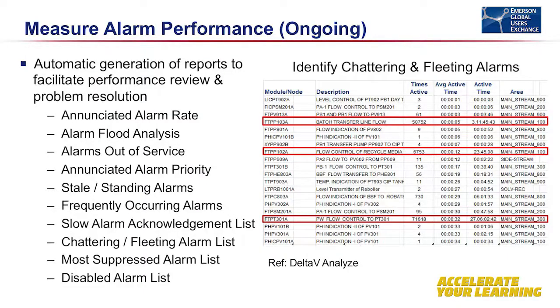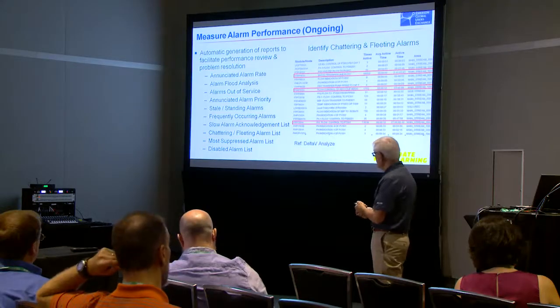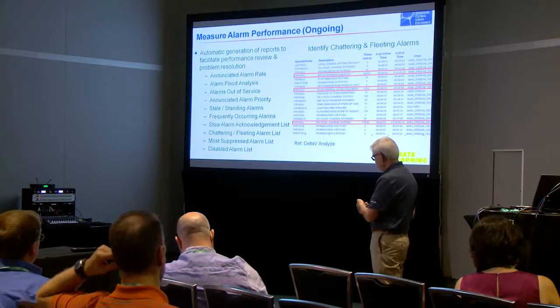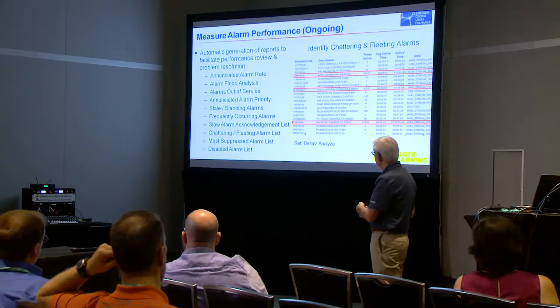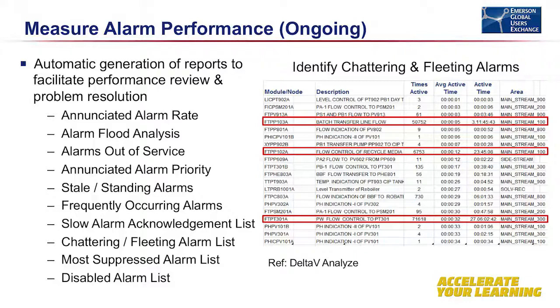Going back to the conversation about ongoing measurement of alarm performance, the kinds of things that you are looking for in terms of opportunities to improve the performance of your system, shown here on the left, are part of what you get with Delta V Analyze. As one example, Delta V Analyze produces a list of the top 20 chattering and fleeting alarm sources. And here what you see highlighted are some horribly chattering alarms.